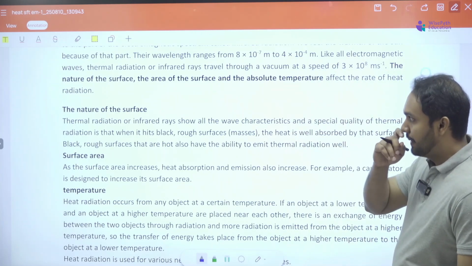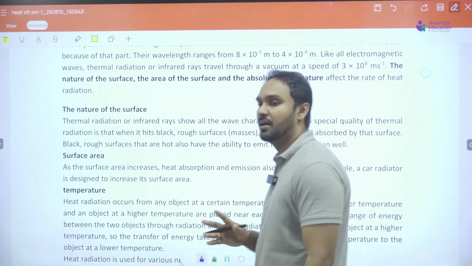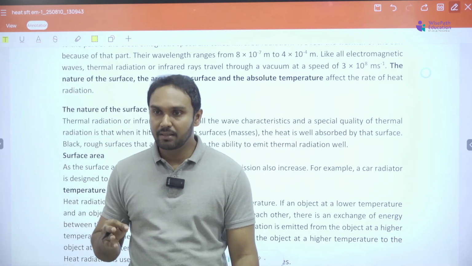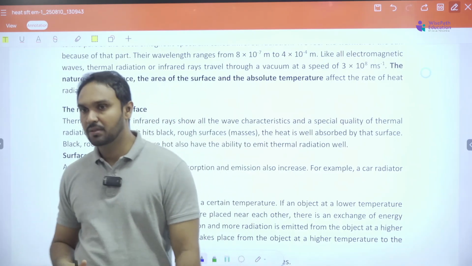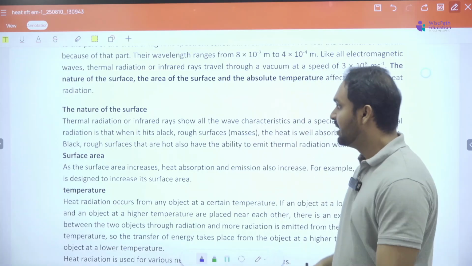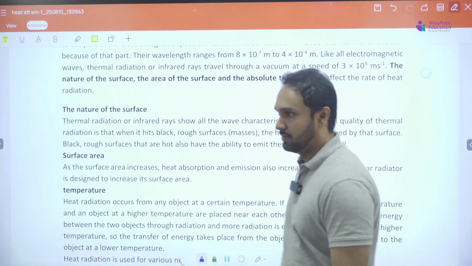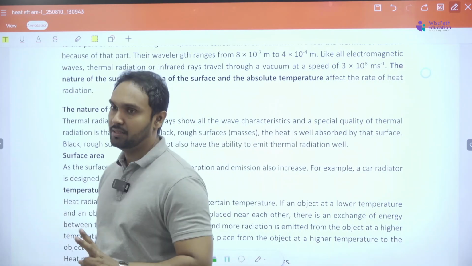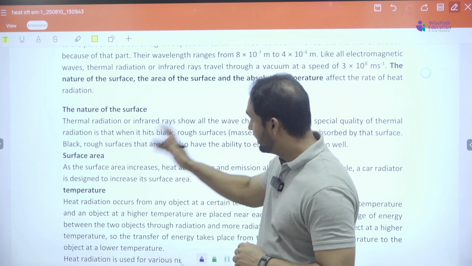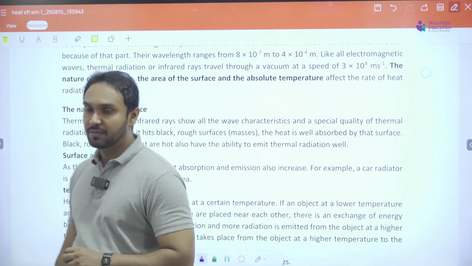The next thing is the nature of the surface. Now this is what you have to remember. Higher the surface area, higher the emission, higher the absorption, means higher the rate of heat radiation, right? Sorry, the next thing is not the surface area, it's the nature of the surface.